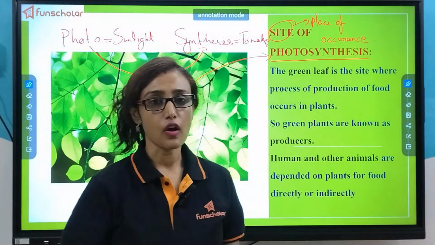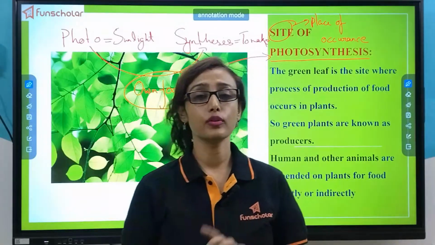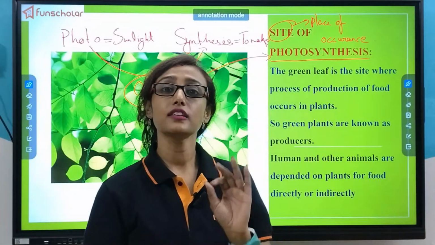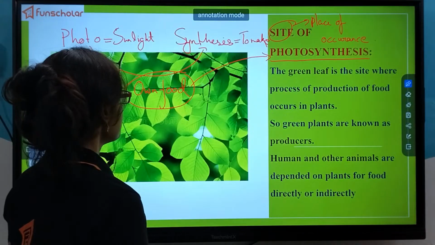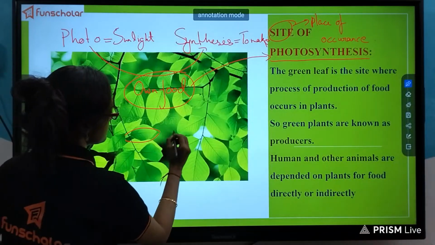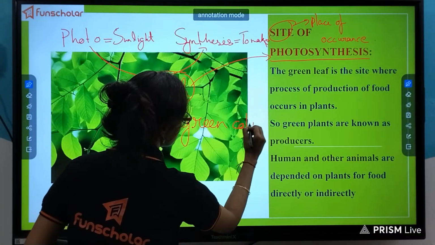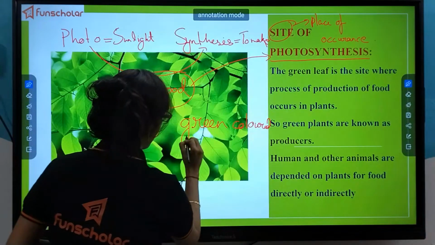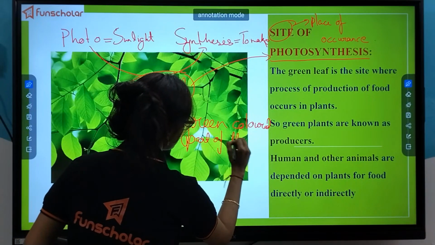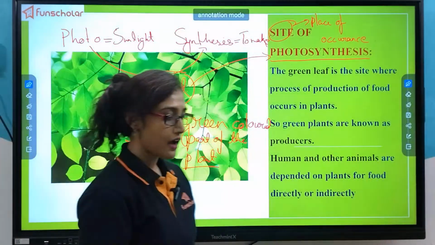So does photosynthesis occur in every part of the plant? What do you think? No, photosynthesis does not occur in every part of the plant. It occurs only in the part where the plant is green. See, the green colored part of the plant.